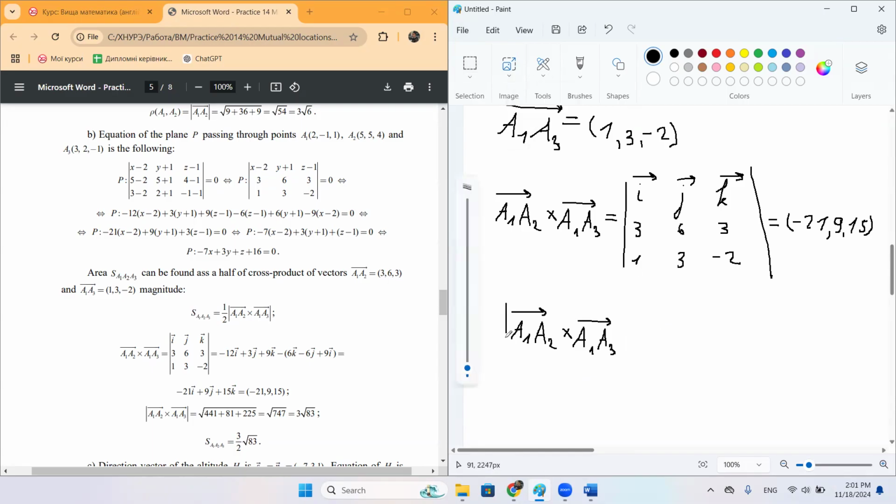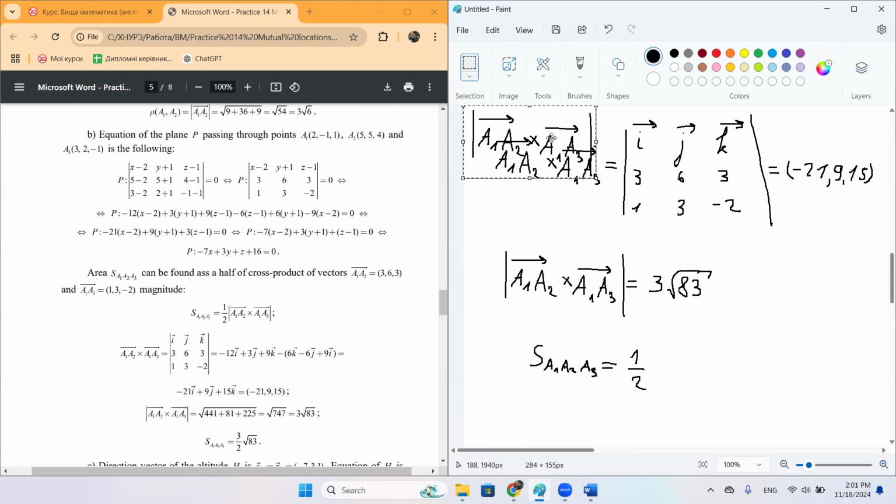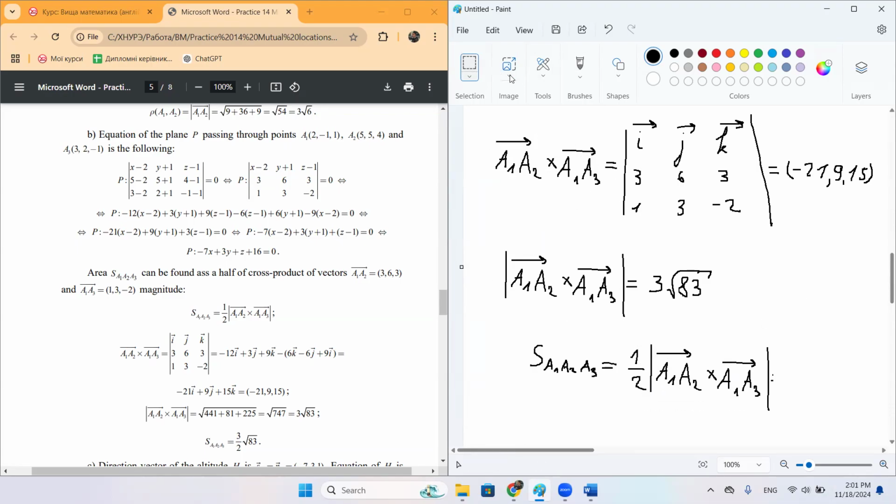As well, we won't play with square roots. It's not such a useful procedure for now. And so the area of the A1A2A3 face, the area of the triangle, is half of the magnitude of the cross product. So be very attentive when doing your homework, tests, and so on.